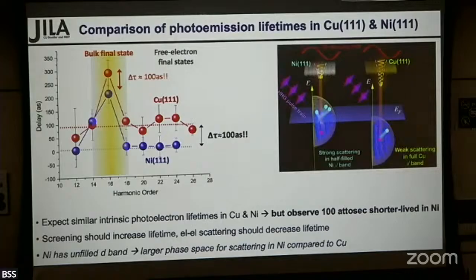And so essentially this is the picture: when the photoelectron is trying to leave in nickel, because the band is not filled, there's a lot of states that it can scatter into due to interaction with the other electrons. So it could promote an electron up, whereas in copper the D band is full.